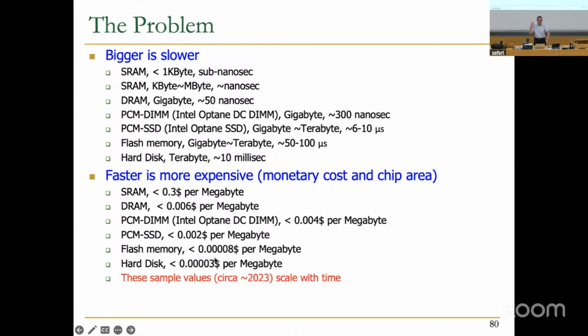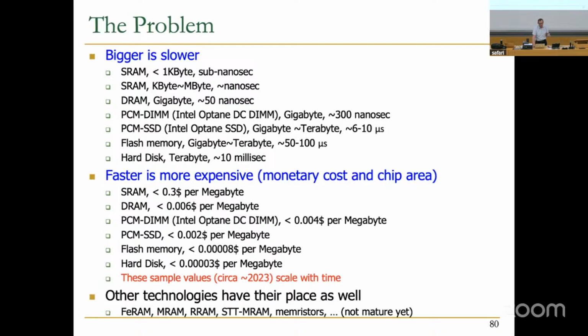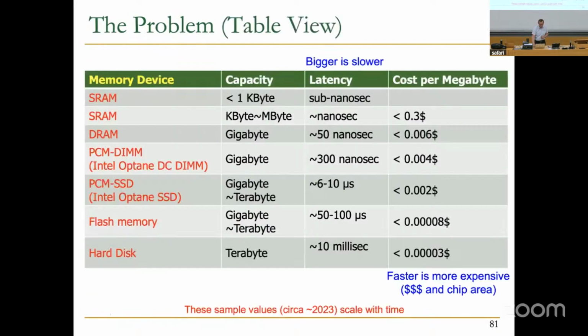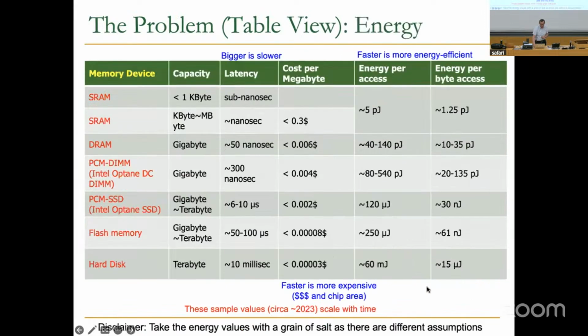So this is good to think about. I mean, you can also figure these out on your own, but this is one example. And these scale over time. I'm going to show you a 2011 version of this, which is much more expensive and slow, not as slow, but much more expensive. So other memory technologies may have their place as well, right? Okay, so this is a table view. I should have probably gone through this because this is a much better perspective, as you can see. Bigger is slower. As you go across memory devices, latencies increase significantly, and faster is more expensive in terms of dollars and chip area.